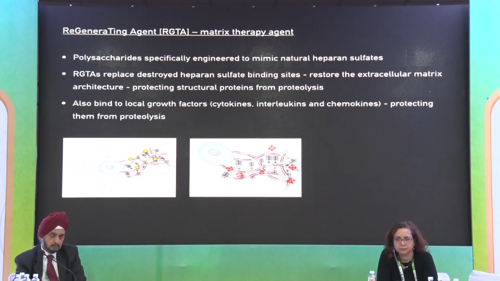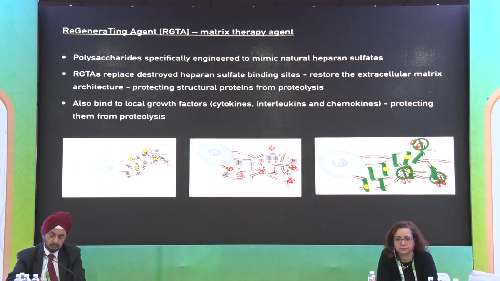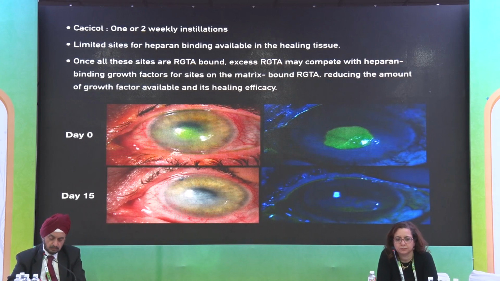Another drug is regenerating agent, which is also branded as Cacicol. It is a matrix therapy agent, a polysaccharide which is engineered to mimic the naturally occurring heparan sulfates which are present in the stroma, in the extracellular matrix. So RGTAs replace the destroyed heparan sulfate binding sites, and they protect the cytokines and interleukins from proteolysis.